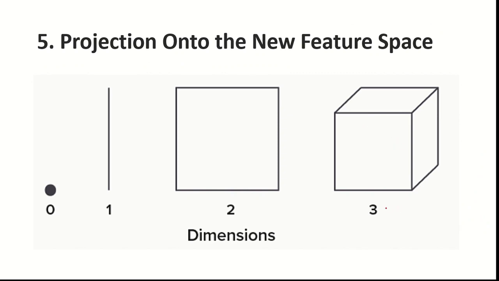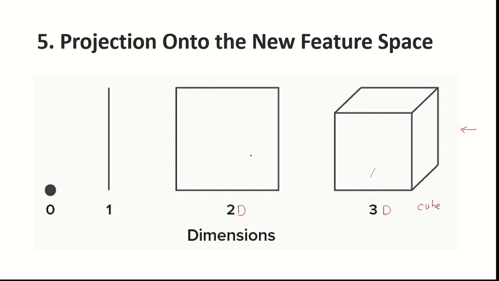Suppose you have an object in 3D space. This is a cube, and when you project it into a 2D space, you will get a square. Suppose you are projecting from this direction, what will you get? You will get a square in 2D space. Or if you project it from any of the sides, you will get a square shape as a projection in 2-dimensional space.